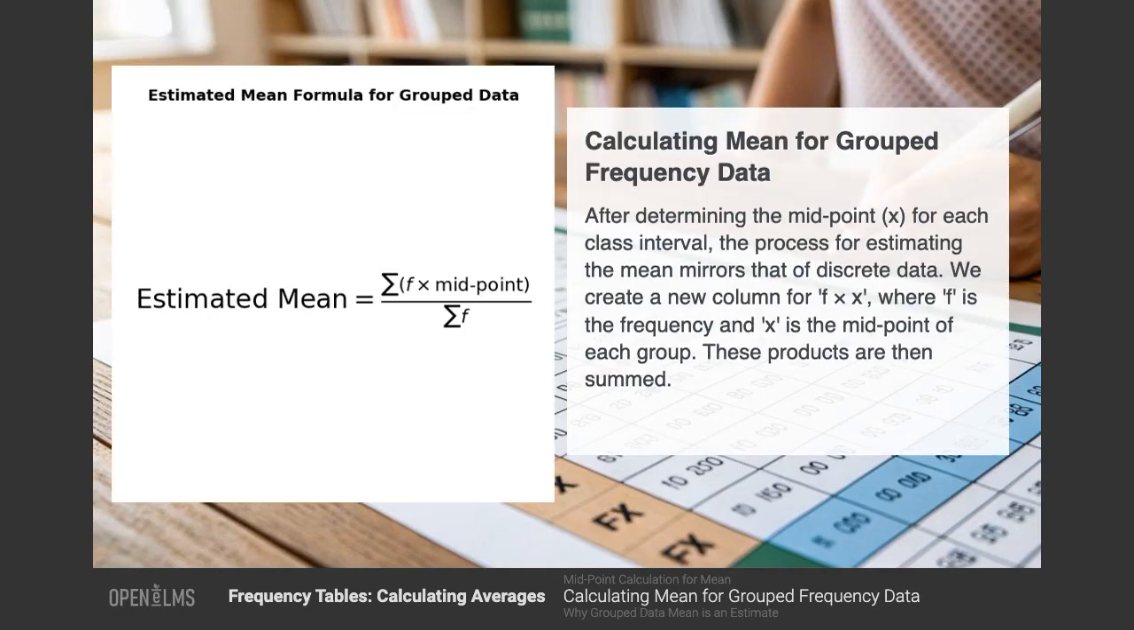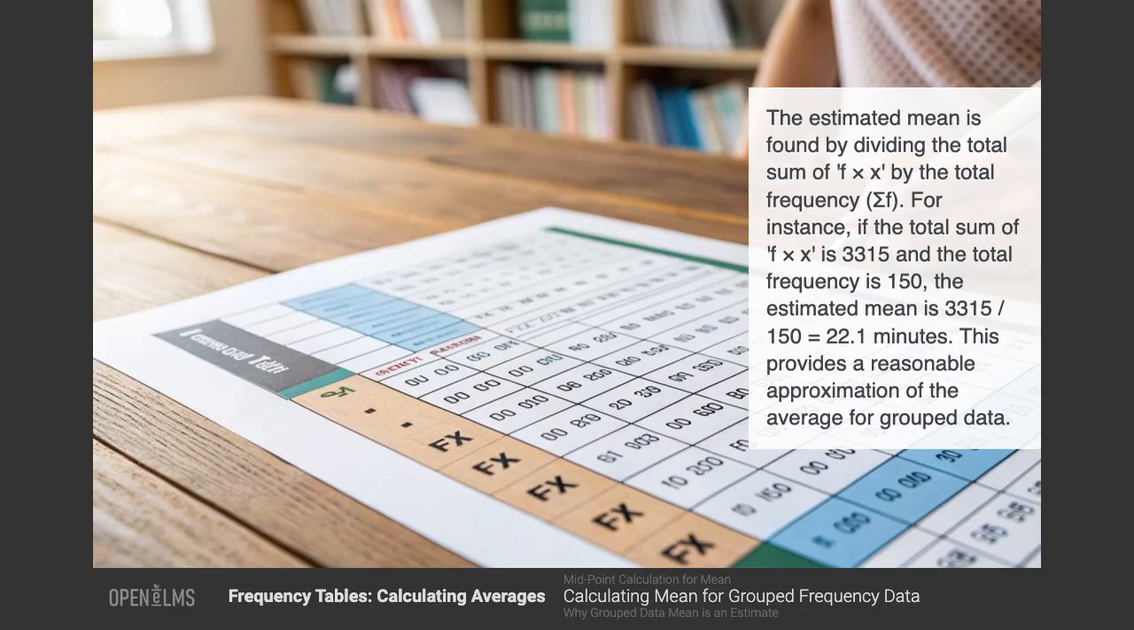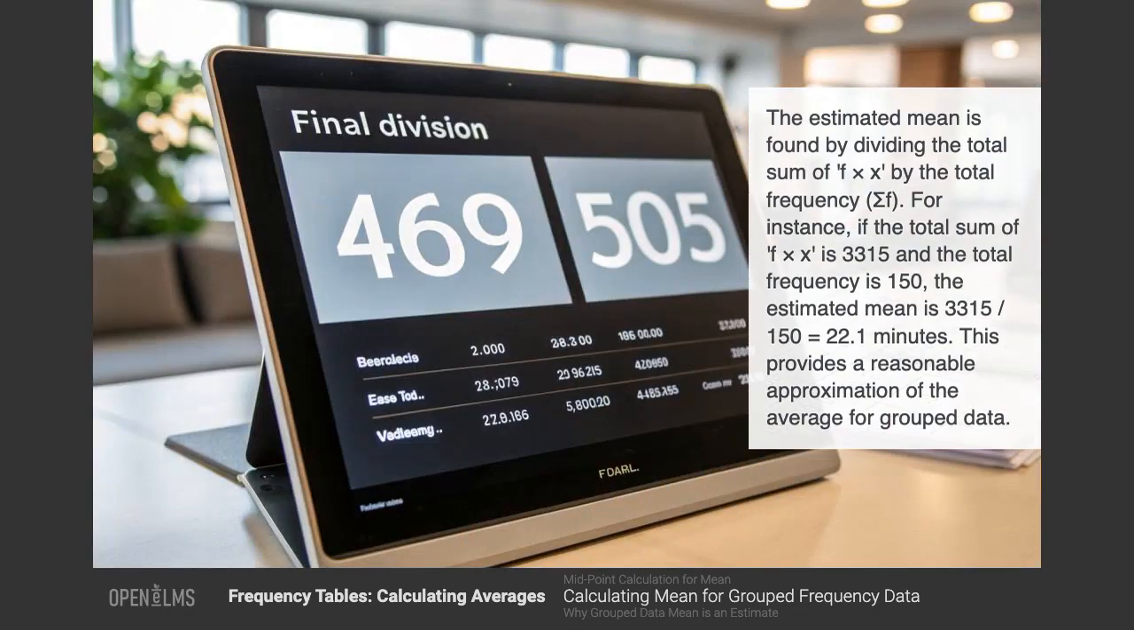Calculating mean for grouped frequency data. After determining the midpoint x for each class interval, the process for estimating the mean mirrors that of discrete data. We create a new column for f times x, where f is the frequency and x is the midpoint of each group. These products are then summed. The estimated mean is found by dividing the total sum of f times x by the total frequency, sum of f. For instance, if the total sum of f times x is 3315 and the total frequency is 150, the estimated mean is 3315 divided by 150 equals 22.1 minutes. This provides a reasonable approximation of the average for grouped data.